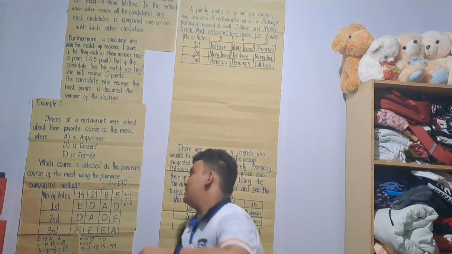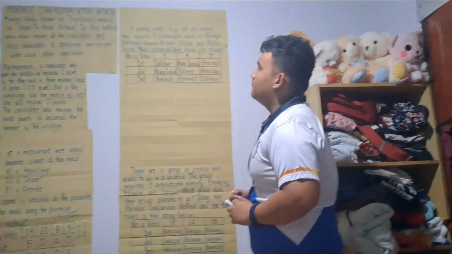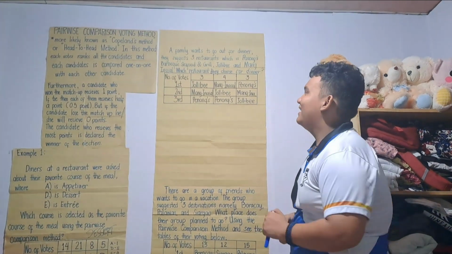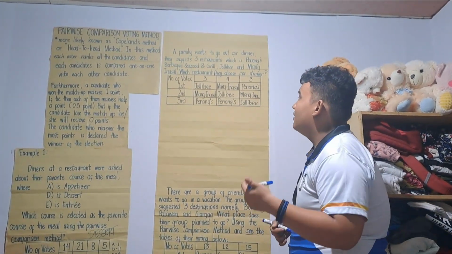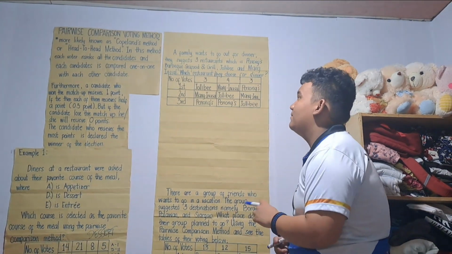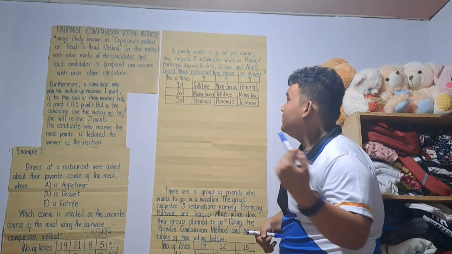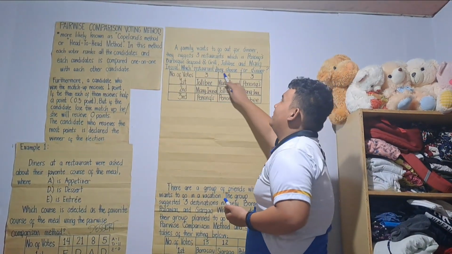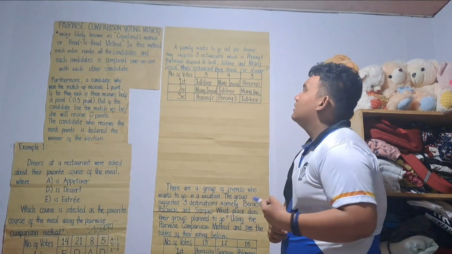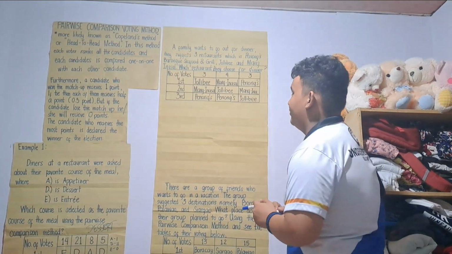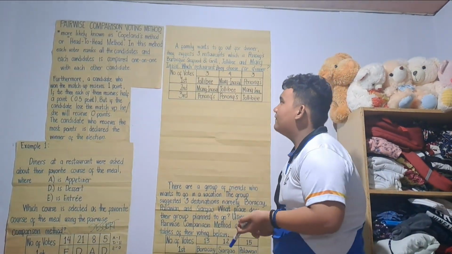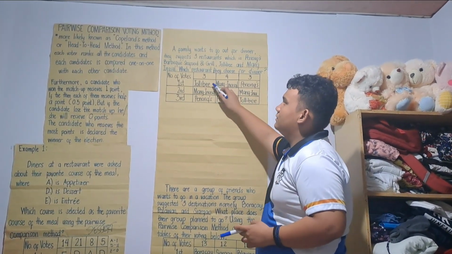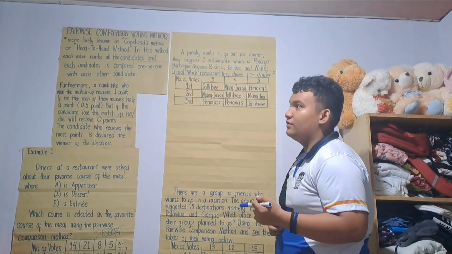So let's proceed to example number 2. A family wants to go out for dinner. I'm sorry about that. They suggest three restaurants: Penong's Barbecue, Seafood and Grill, Jollibee, and Mang Inasal. Using the pairwise comparison method, which restaurant will they choose for dinner? The family has 10 members. The first 3 of the family choose Jollibee first.